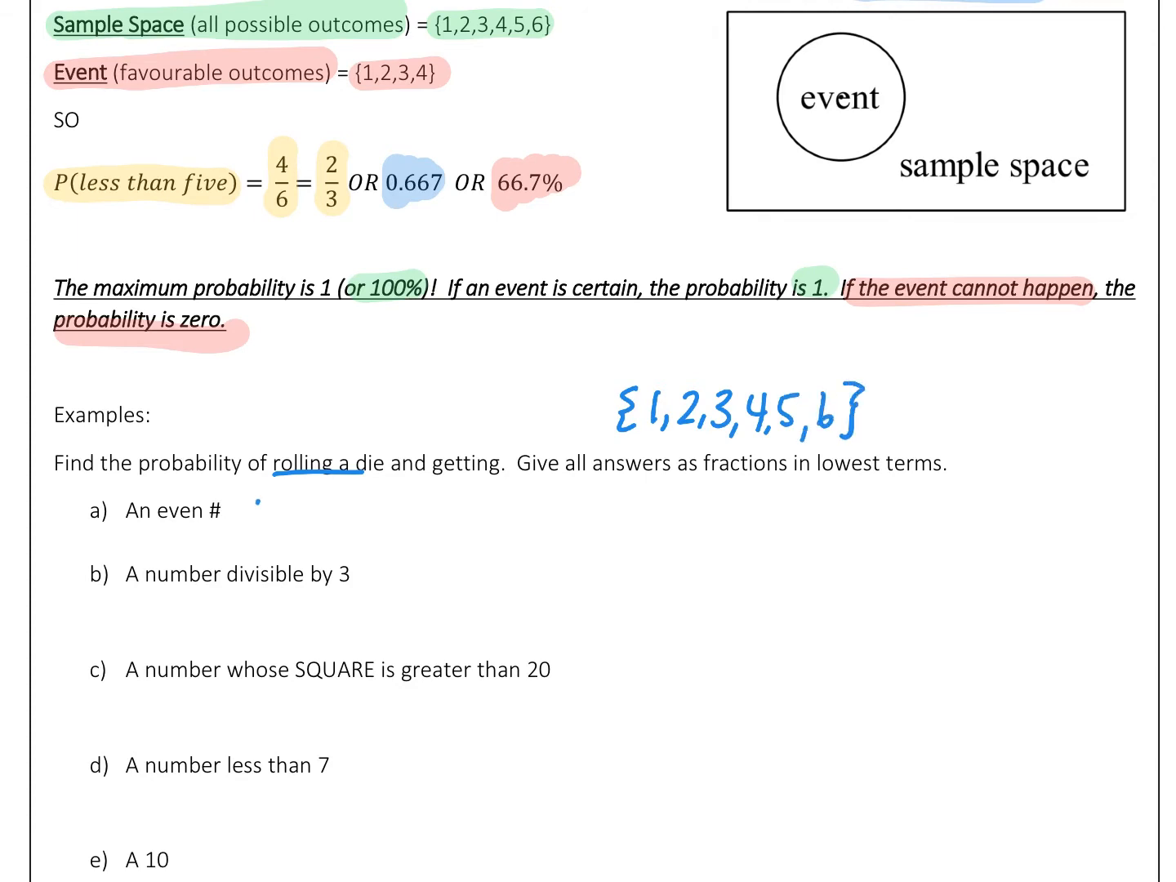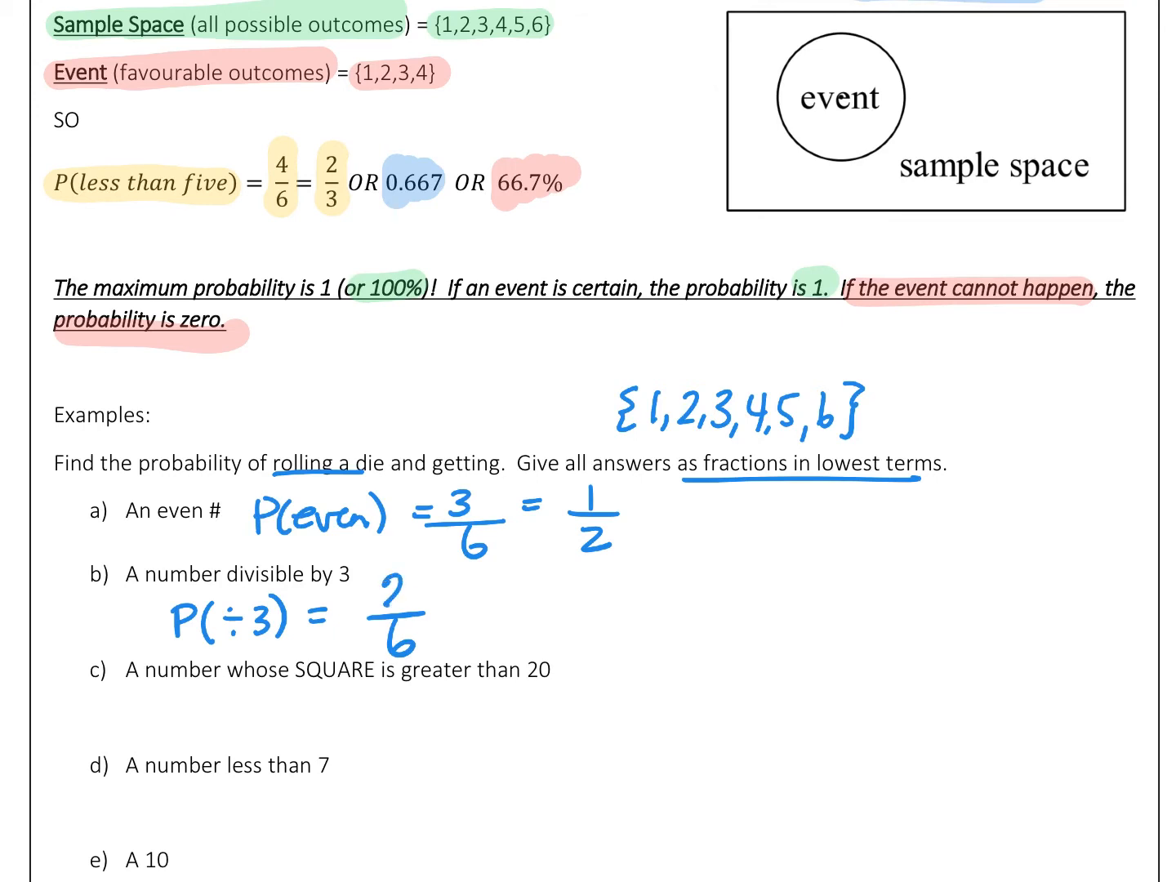So what is the probability of getting an even number? Well, out of these 6 possible outcomes, 3 of them are even, so when I reduce that, it's a half, and this wants them as fractions in lowest terms. The probability of getting something that is divisible by 3. So again, out of my 6 possible outcomes, the ones that are divisible by 3 are the numbers 3 and 6, so that is 2 out of 6, which is 1 out of 3.